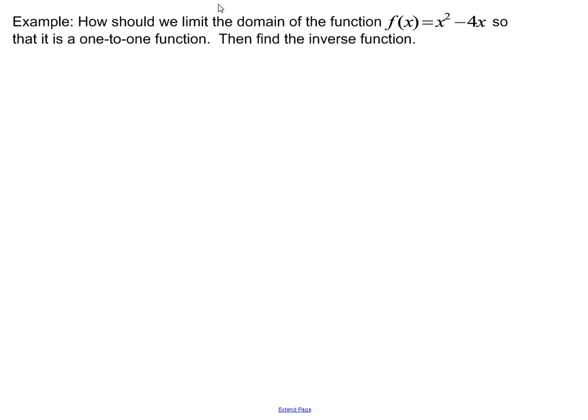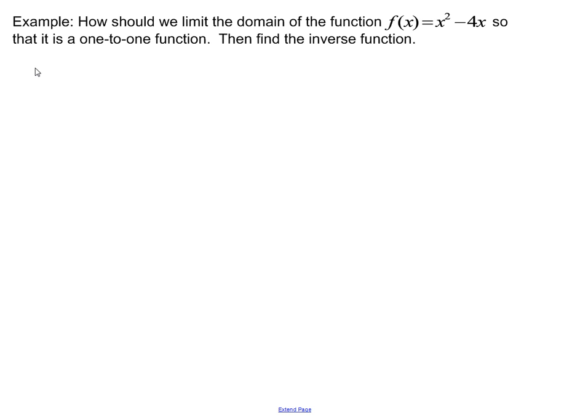All right, well, let's consider this question, which looks a little weird. We want to limit the domain of the function f of x equals x squared minus 4x so that it is a one-to-one function. And then we want to find the inverse function of that. So what do we do with that?